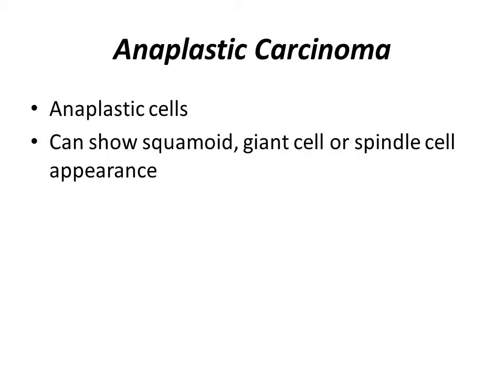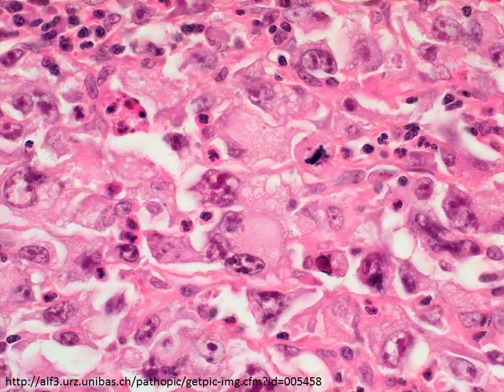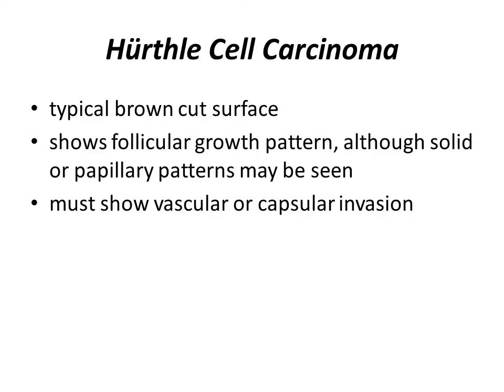The microscopic characteristics of an anaplastic cell proliferation: you can see some squamous or giant cells, or spindle cell or sarcomatoid appearance. As you can see in the picture, the large, bizarre, atypical cells are present here. It's hard to say whether this is from thyroid or somewhere else, so immunohistochemical stains are usually warranted, and also the clinical presentation is very important to rule out other primaries.